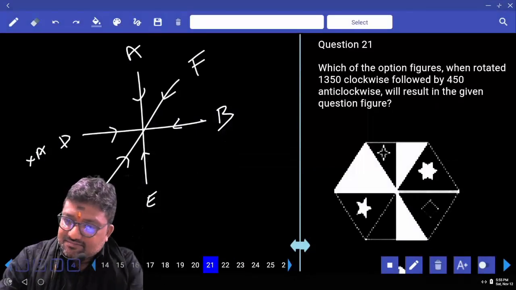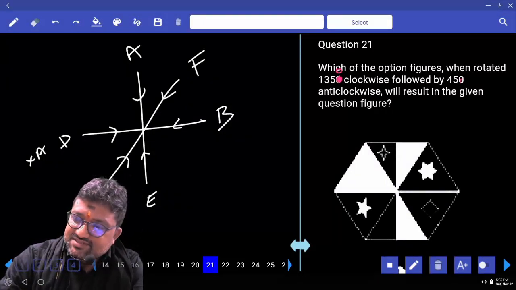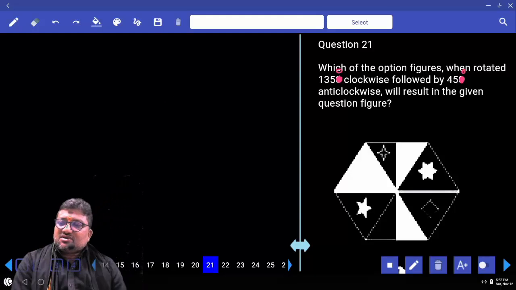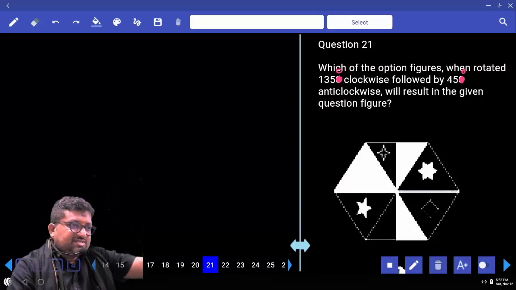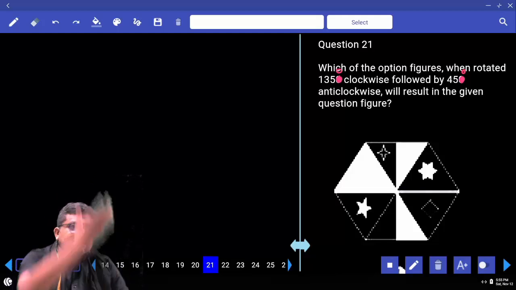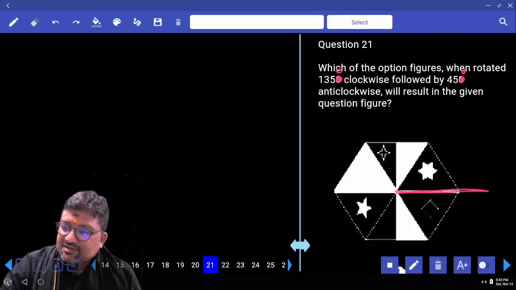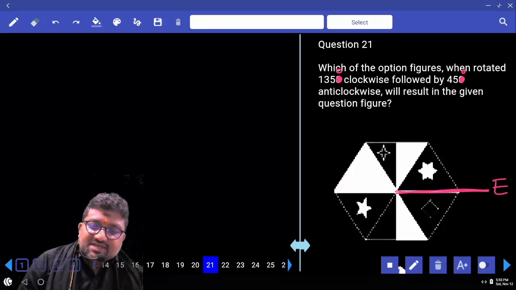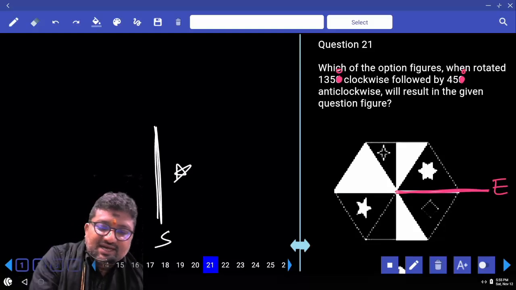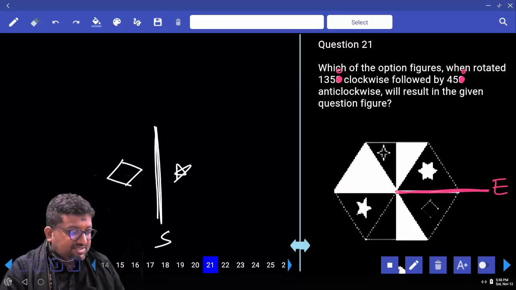Here is a question. Make a correction, some error has crept in. It is not 1350: it is 135 degrees clockwise and 45 degrees anti-clockwise. Clockwise, anti-clockwise, plus, minus: 135 minus 45 is 90 degrees clockwise. Concentrate on this line here. It is pointing towards east. 90 degrees clockwise, I'll get it towards south. I'll have the star here and the rhombus here. In the options, only one option matches. First option.